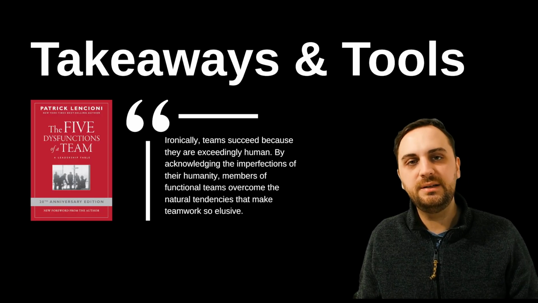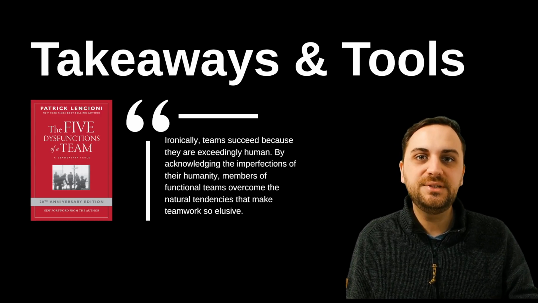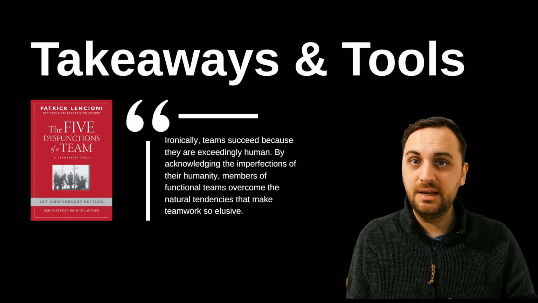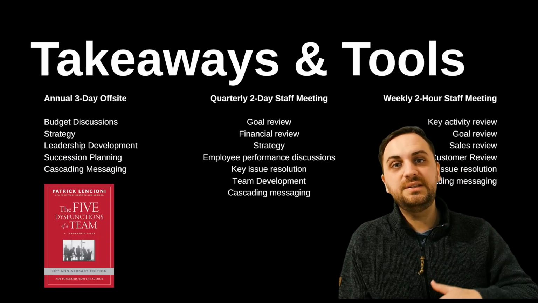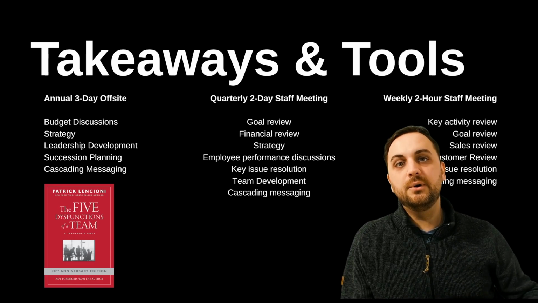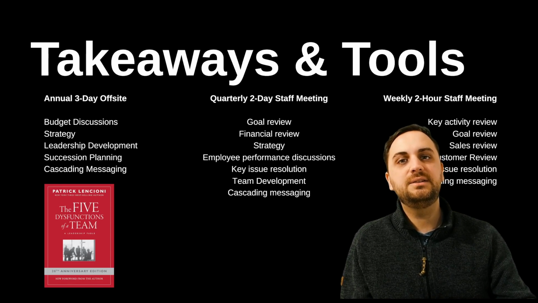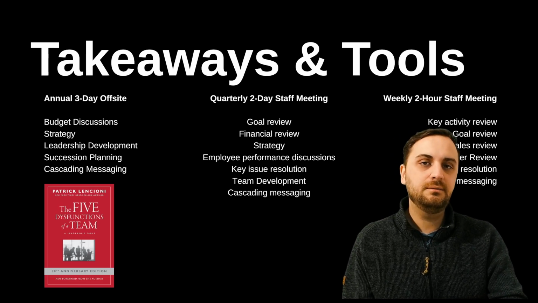And I think the number one takeaway for you from this is, in the author's own words, ironically, teams succeed because they are exceedingly human. By acknowledging the imperfections of their humanity, members of functional teams overcome the natural tendencies that make teamwork so elusive. And the author gives you these 3 sets of things to discuss for each one of those meetings that you should be with your team actively seeking debate on. That is the stuff you need to be talking about generally on average.